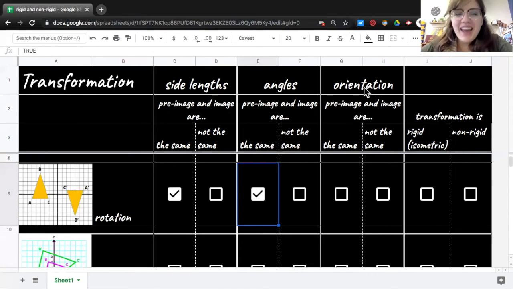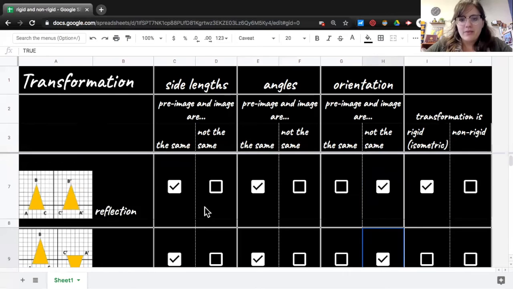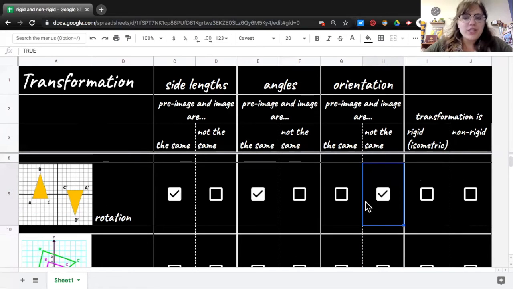Anyway, our orientation. So if this is actually the triangle and we rotate it, the only thing you are doing is changing the orientation. So I'm going to assume the pre-image and the image are not the same orientation because they are in fact facing different directions. That is exactly what a rotation does. So our answers are kind of similar to the ones we have above. So our orientation is the only thing that changes.